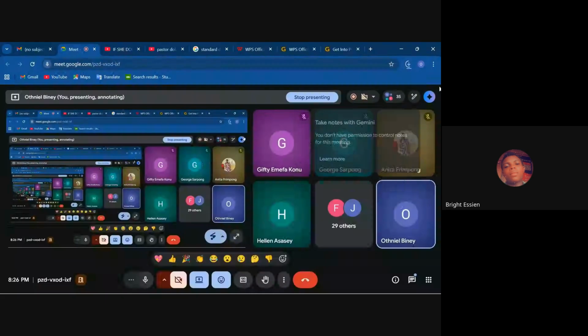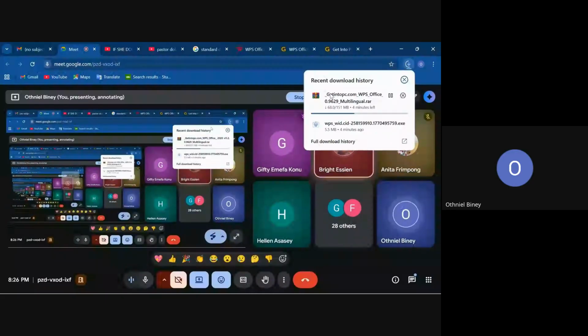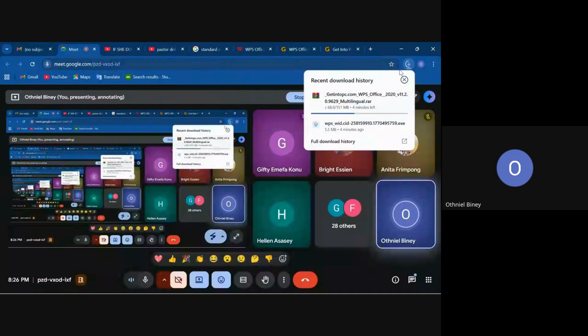No, please, this is not the right thing. Oh, and you've made me download it. Oh, my boss. What about this one? Is this one okay? Get Into PC, WPS Office. Or is this one not the right thing?